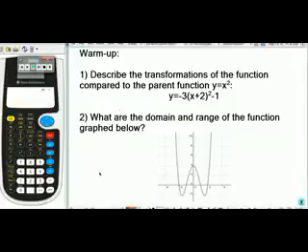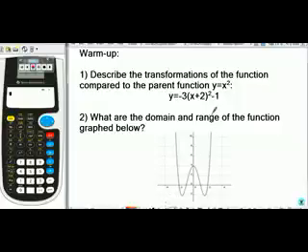Alright, here we go. We're getting ready for exponential graphing properties and transformations of the exponential function. So let's go back and look at something we already know. Here we have a quadratic equation in transformational form. I want to know what are the transformations.